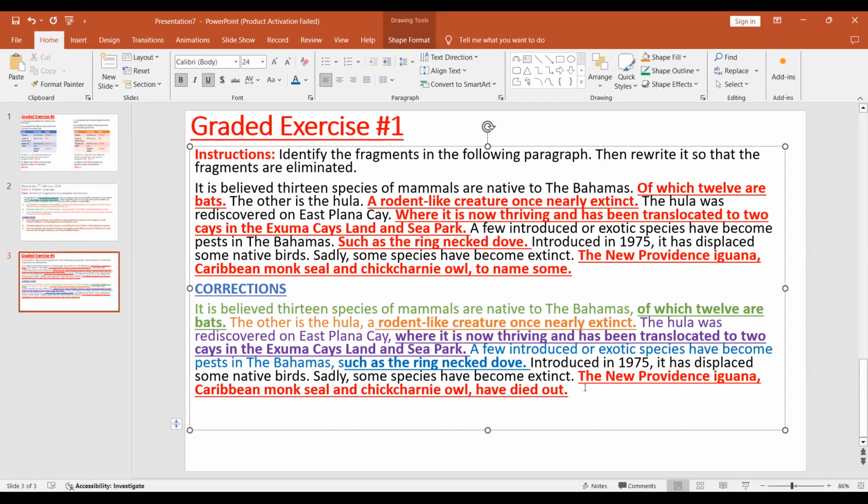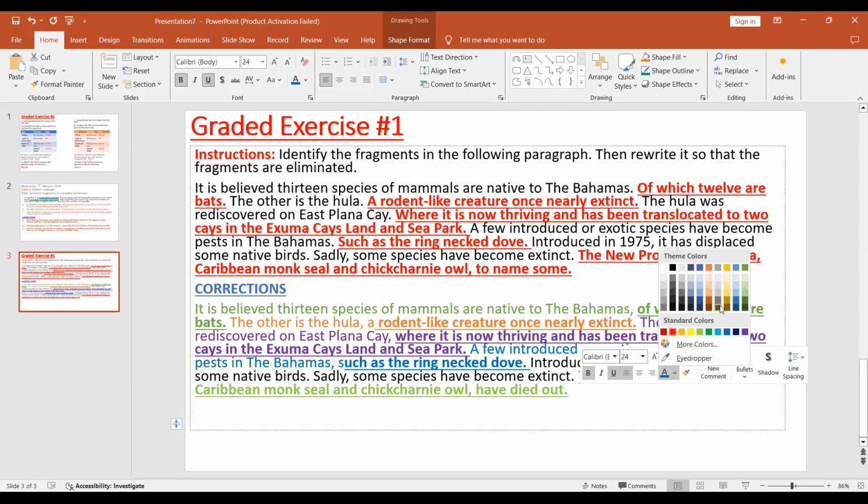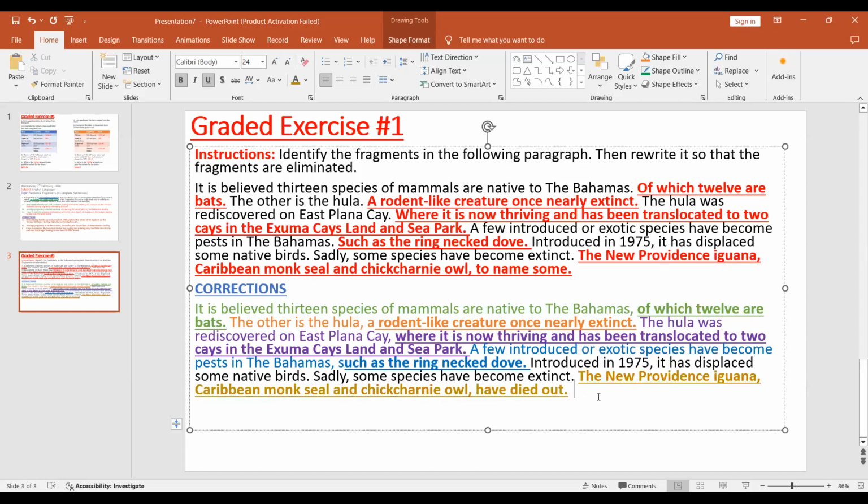Died out. Anyone did something different than what I did? For this one, I put for example. Something different, what you did? I put unfortunately the Chickcharney owl, the New Providence iguana, and the Caribbean monk seal are all extinct. Are all extinct. Good. I like that. That could work. Anyone else?